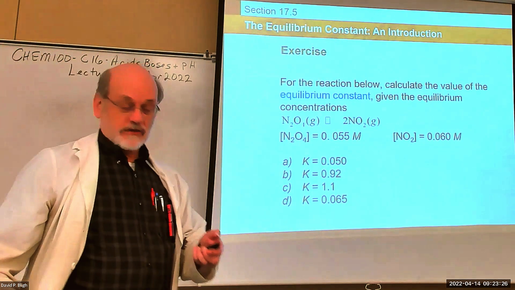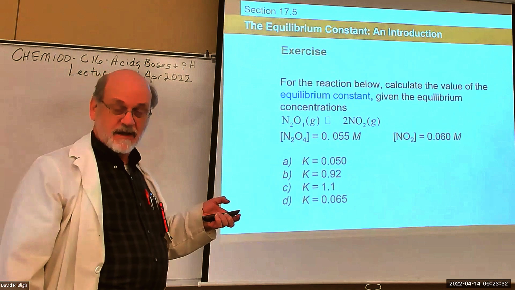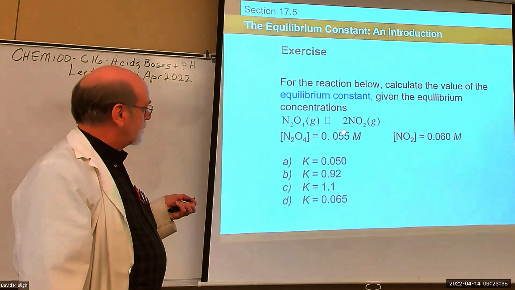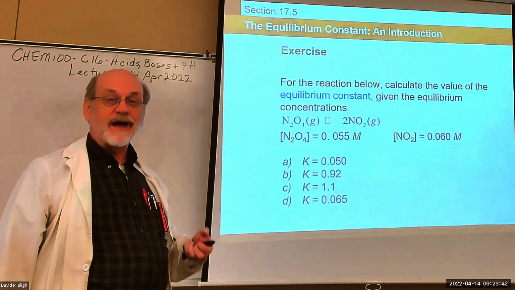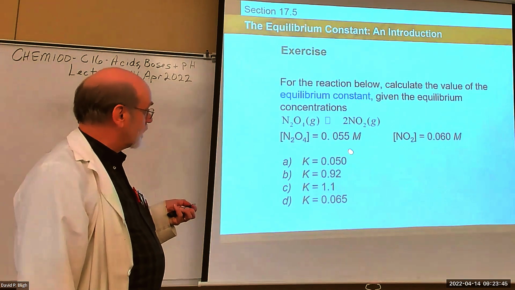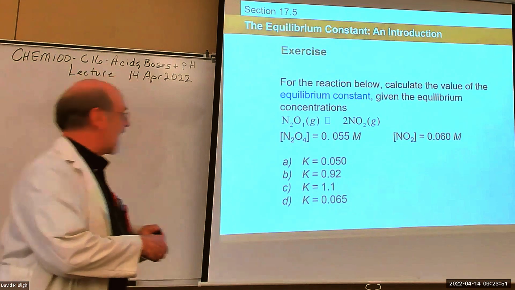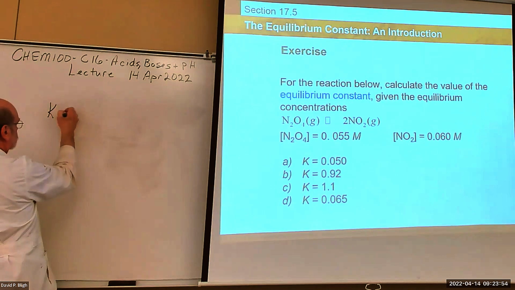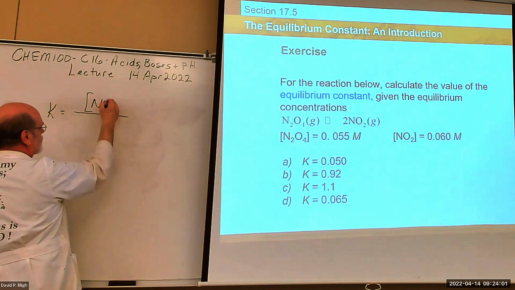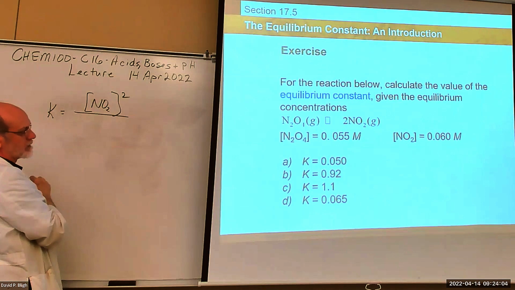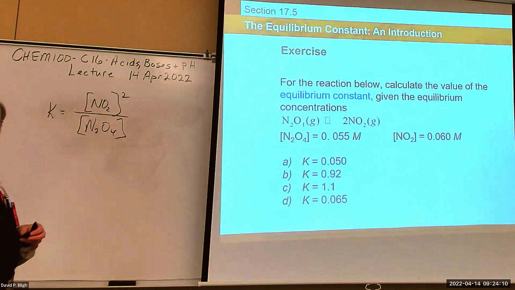This one we're actually going to do a calculation. So if we have dinitrogen tetroxide in equilibrium with nitrogen dioxide, and we need 2 of them to balance the equation, then we can write the expression for this as the equilibrium concentration of nitrogen dioxide to the 2nd power divided by the reactant to the 1st power.